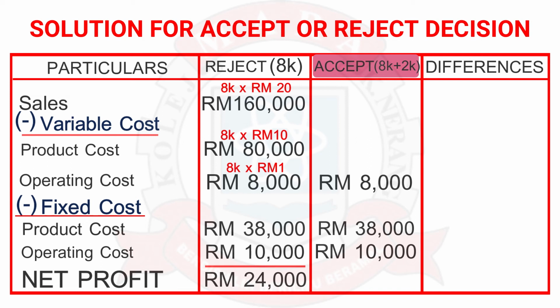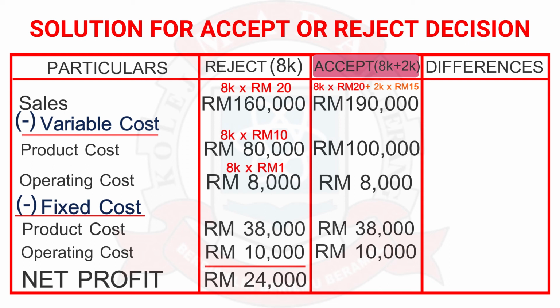If the company accepts the special order, sales would be 10,000 units. Sales at 10,000 units would be 190,000 ringgit. That is 8,000 units of original sales multiplied by 20 ringgit plus 2,000 units of special order multiplied by 15 ringgit. Variable product cost would be 100,000 ringgit. That is 10,000 units multiplied by 10 ringgit. Sales minus total variable cost minus total fixed cost, we will get net profit of 34,000 ringgit.